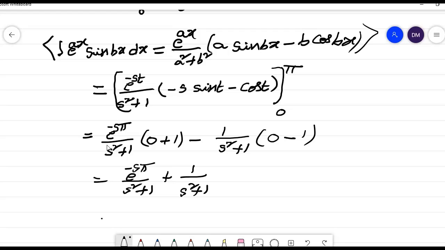So this is equal to, taking the LCM, which is s square plus 1, the numerator 1 plus e power minus s pi. So this is the fifth problem. These are the 5 problems we have to know carefully.